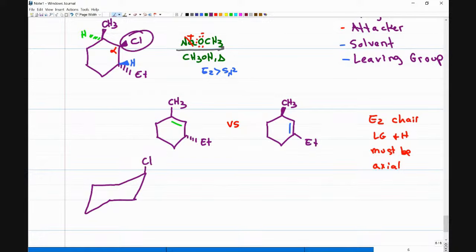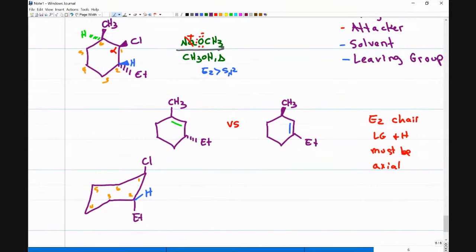Notice it's on a wedge. I put it in the up position, and I'll just count my way clockwise. 1, 2, 3, 4, 5, 6. I'm only going to fill in what matters. Ethyl is down on 2 with the hydrogen up on 2. Up is equatorial, down is axial.